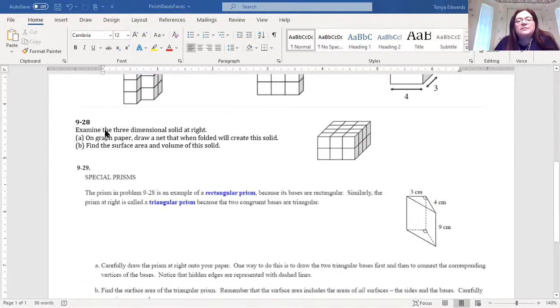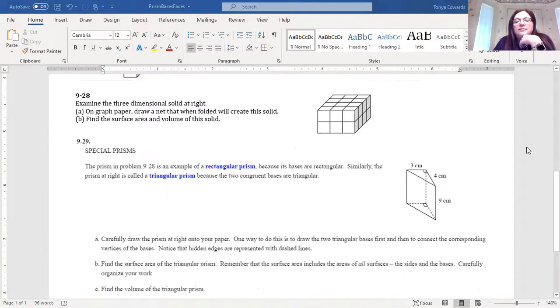On 928, we're going to look at this solid, and we're going to undo it. We're going to make it into a net. So last time we started with a net, and we made it into a solid. This time you're going to have a solid, and I want you to draw it out on your graph paper and break it open. What would it look like if you broke that open and drew it flat in your notebook? And then once you do that, find the surface area and volume.